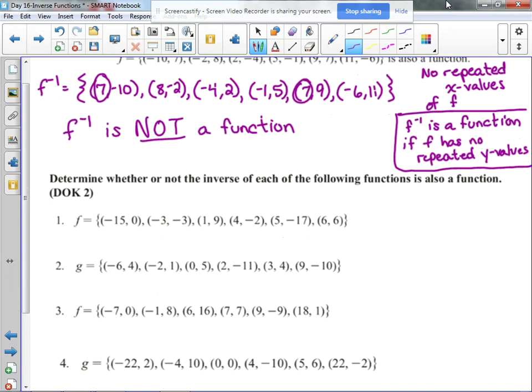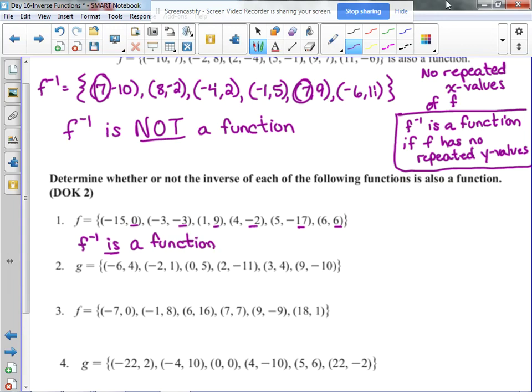So let's check just another one. Let's look at number 1 there. Looking at f, we're looking at the y values to see if any y values are repeated. No repeated y values, so f inverse is a function.